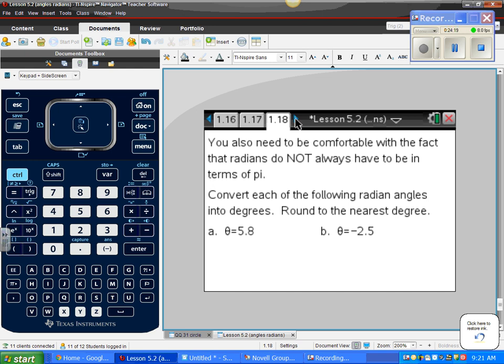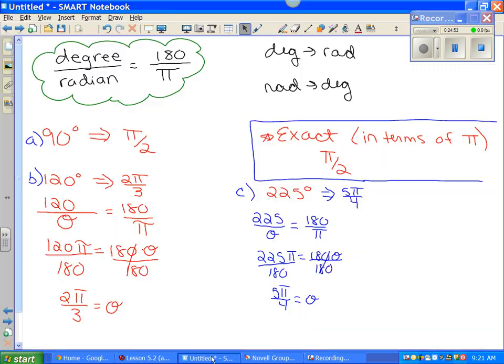So we talked about radians not always being in terms of pi. So if it's written as a decimal, like 5.8, and I want to change that into degrees, I'm going to have to use what? How do we change degrees into radians? Yeah, we used our degrees over radians equals 180 over pi, right? So how am I going to change radians into degrees? Same way. Okay, so theta is 5.8, so let's go give that a shot.